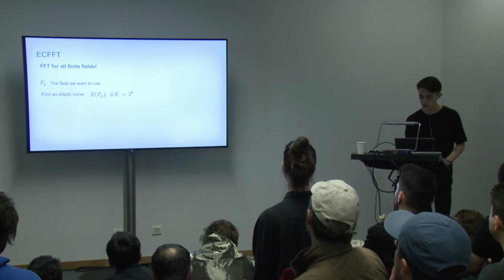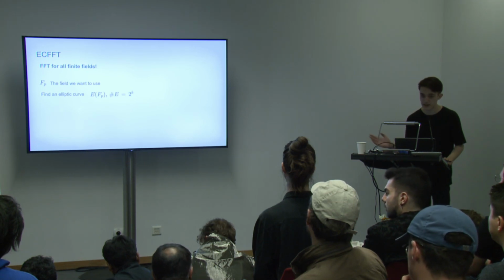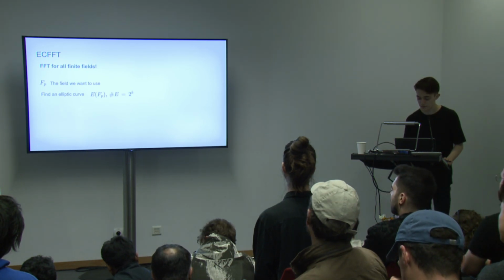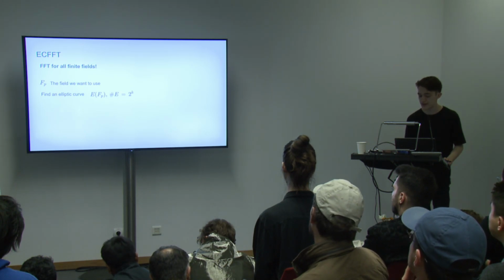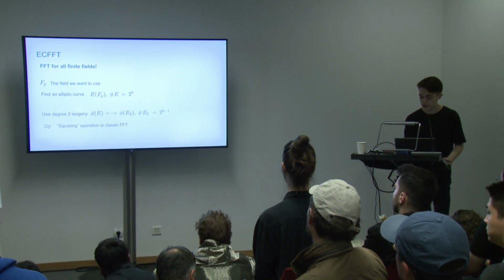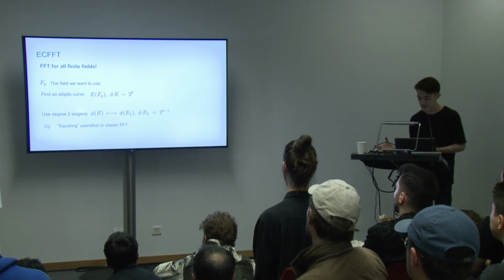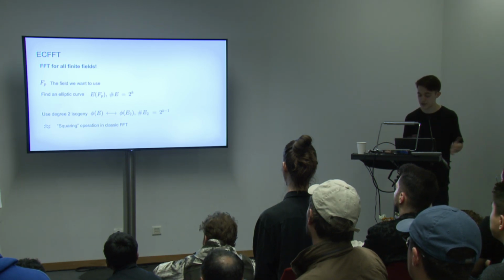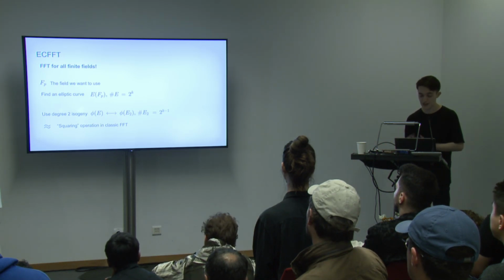To briefly go through the algorithm, let's say F_B is the field we want to work on. Maybe this could be the secp base field for ECDSA. And we find an elliptic curve in that field with an order of some power of 2. And we use a degree 2 isogeny to map elements in that elliptic curve into another elliptic curve with half the size. And this degree 2 isogeny can be substituted for the squaring operation in the FFT algorithm. So this allows us to do FFT in all finite fields.